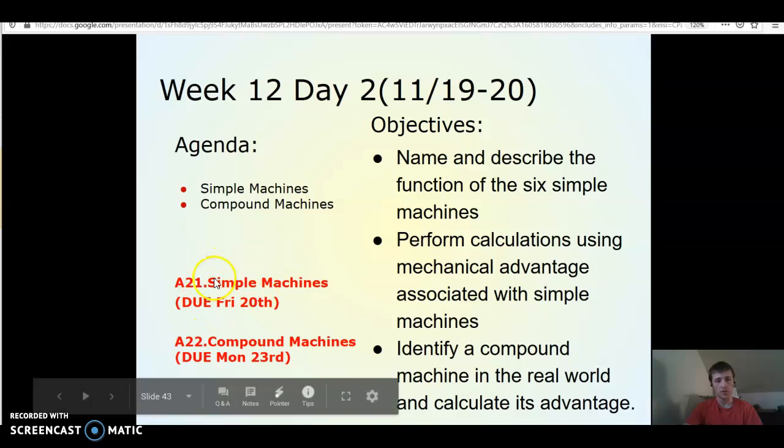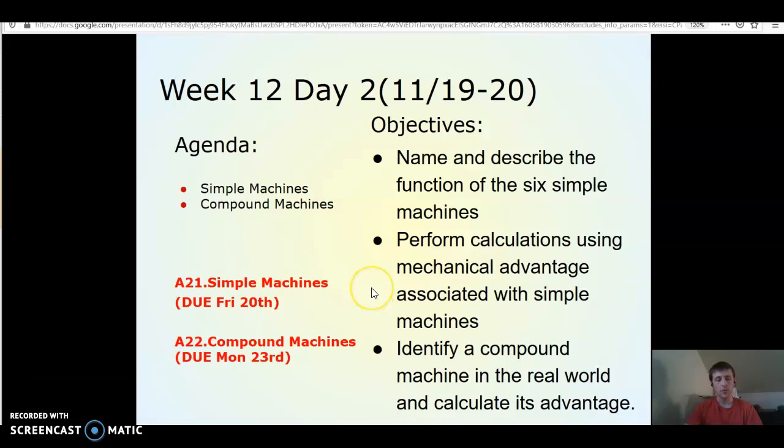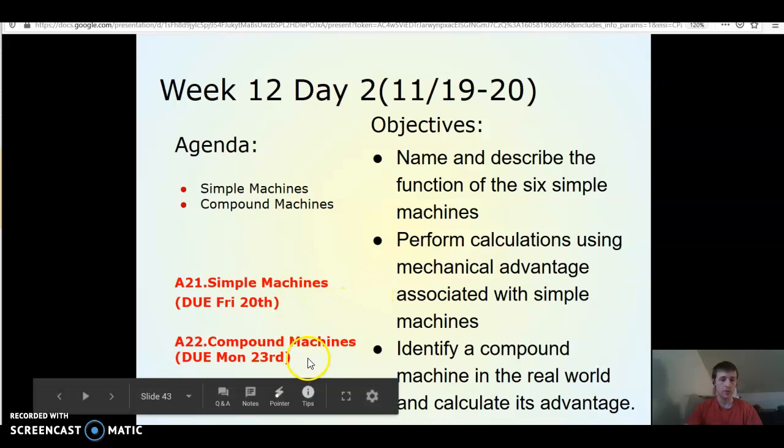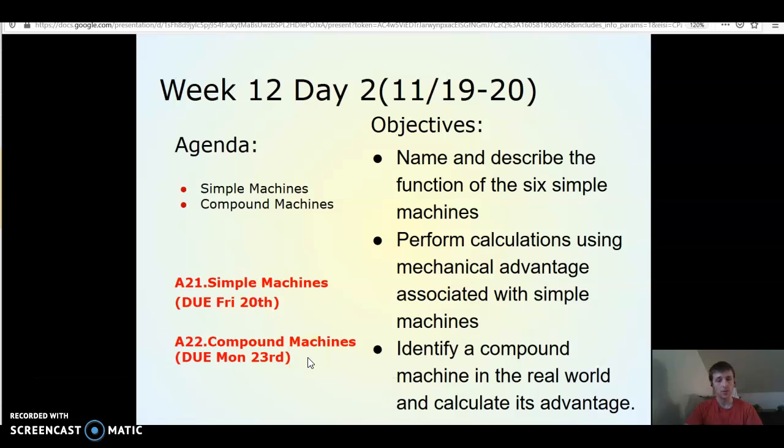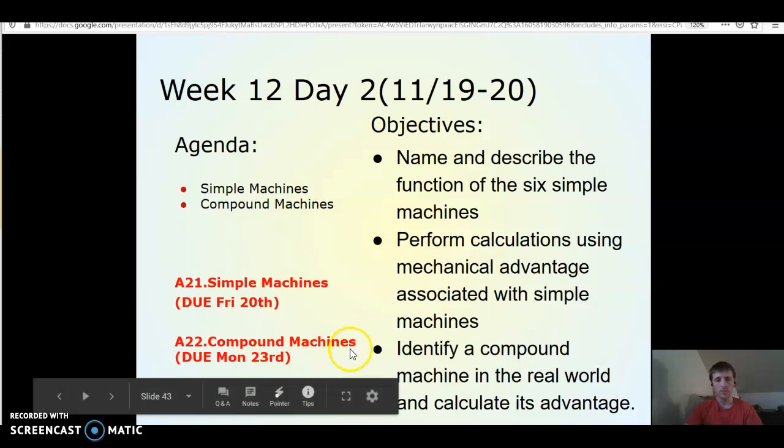You do need to make sure you complete assignment 21 by Friday. That's tomorrow at midnight, the 20th. And we have one more assignment coming up due next Monday, the 23rd, which is on compound machines.